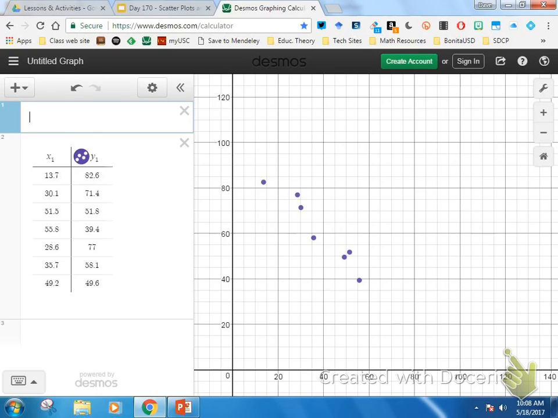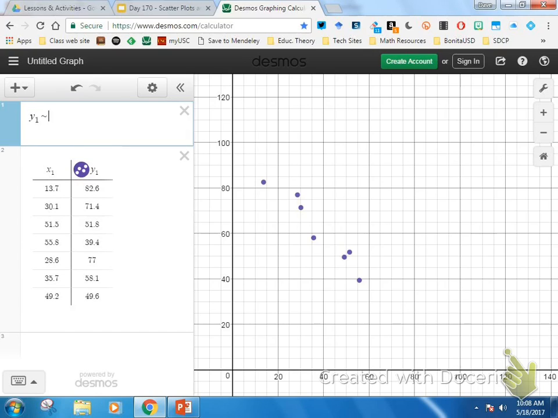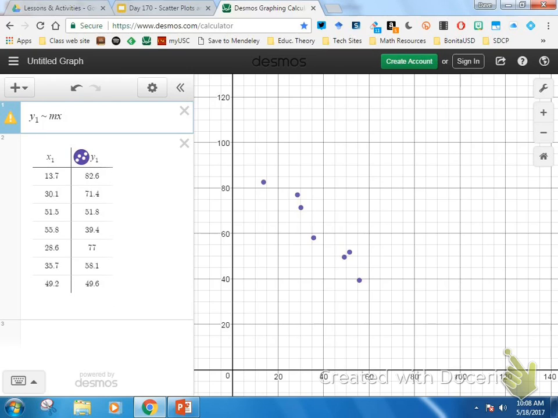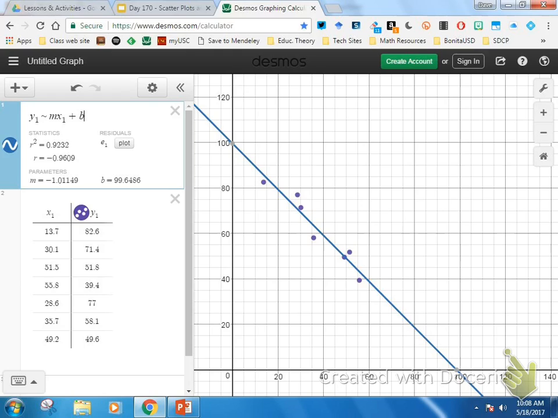Okay? And then on step 2, what was the expression? It said y1 tilde mx1 plus b. Okay, and what it's done for you, this has done a regression analysis. It did a line of best fit. Okay, so this is the perfect line that goes through all these points. The average distance of all the points from this line is the smallest.